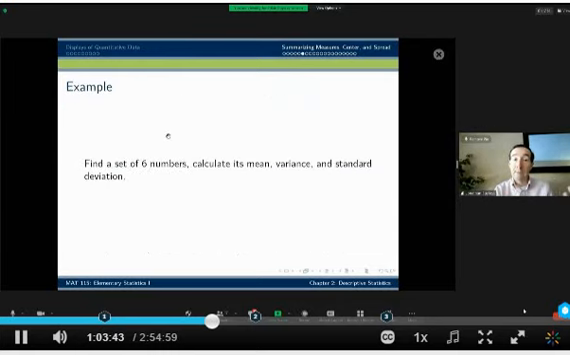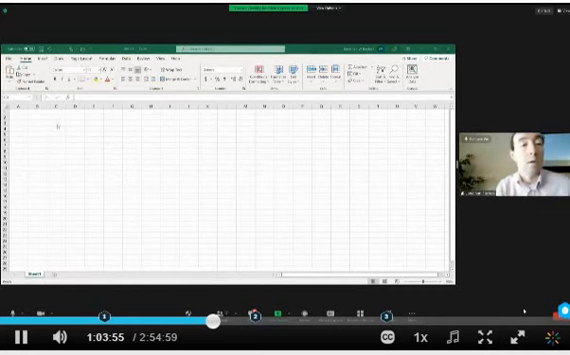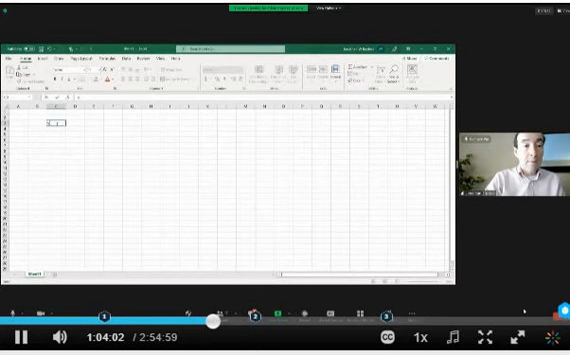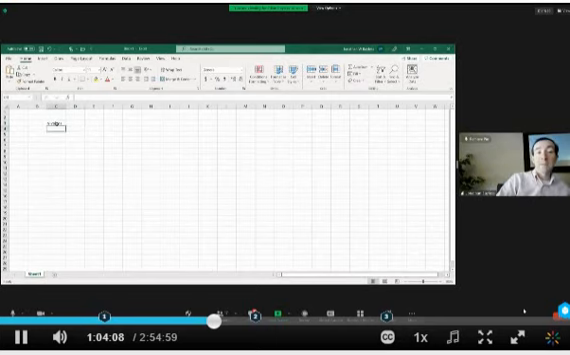I would like you to give me a set of 6 numbers. We will calculate its mean, its variance, and its standard deviation, at least in the sample form. Let me switch over to Excel. All right. So, I'll call them y values. And then, give me 6 values.